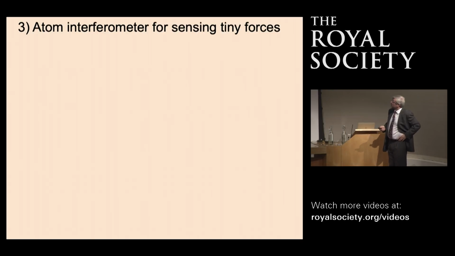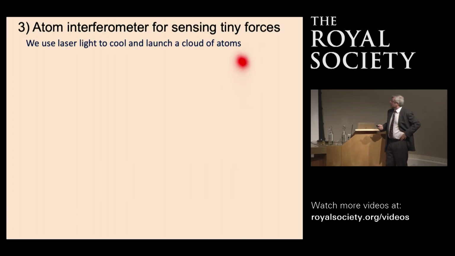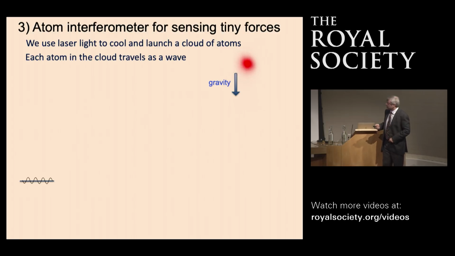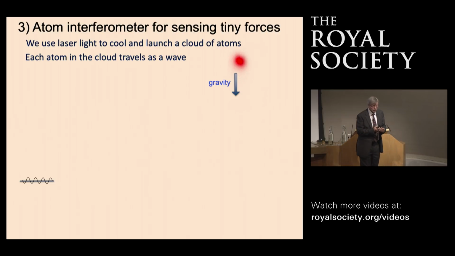So now the last interferometer I want to tell you about is for sensing tiny forces. In my lab, we use laser light to cool and launch a cloud of atoms. So I won't say anything about the details of this, but this little red ball that you see is a real photo, a CCD camera picture of a cloud of atoms in my lab, which have been cooled and launched, and they're falling down because of gravity here. Each atom in the cloud travels as a wave. Now, I'm not talking about an electron wave, and I'm not talking about a light wave. I'm talking about a whole atom wave.